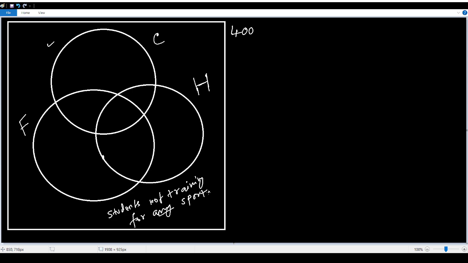And this quantity is actually twice the number of students who are training for all the three sports. So training for all the three sports is this one. So let me take this one as y. This internal portion. Did you understand which part I'm talking about? I'm talking about this one.